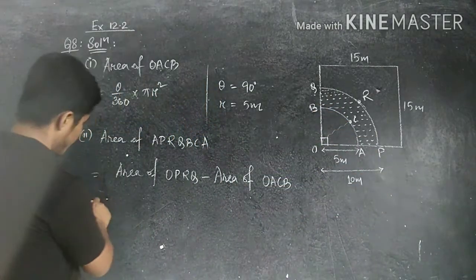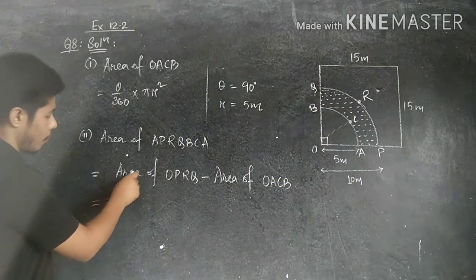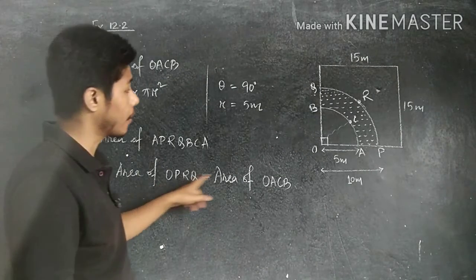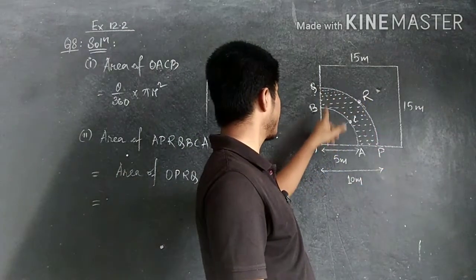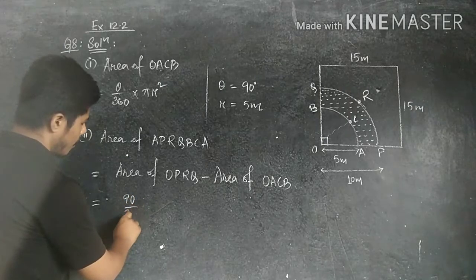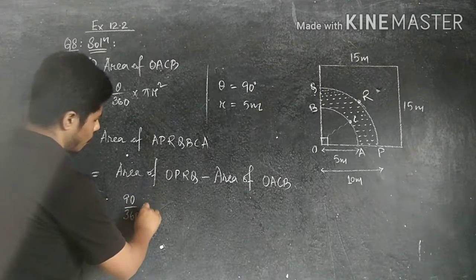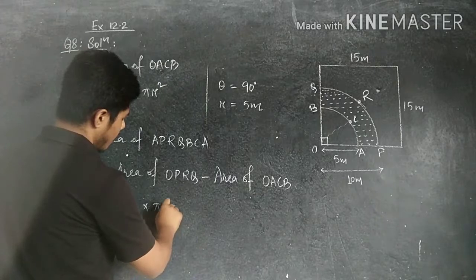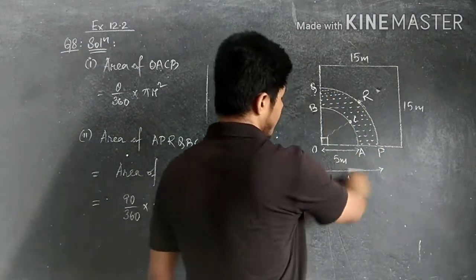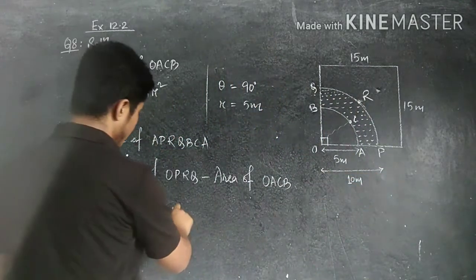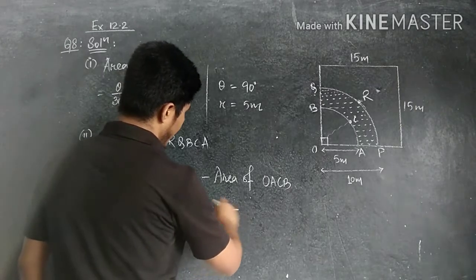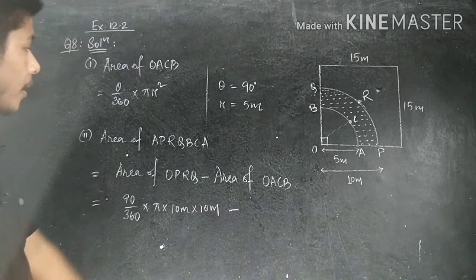So in this case, if you write down the value here, theta for OPRQ is 90 degrees. So that's why we have to write here 90 by 360 into pi r squared. R is how much here? For OPRQ, R is 10 meters. So we write 10 meters into 10 meters, minus the next part, the area of OACB.